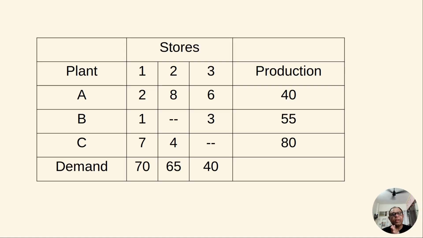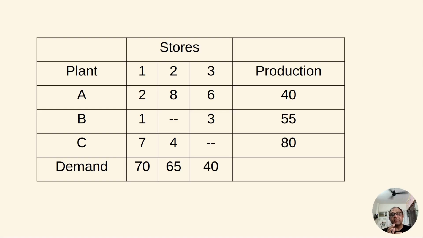But while you are allocating the products from plants A, B and C, of course, the plants make the same product, that is only one product, and it is sent to stores 1, 2 and 3. Plant A can send the product to all three stores. But plant B cannot ship the product to store number 2. Similarly, plant C cannot ship the product to store number 3. Now, these are the restrictions that have been placed.